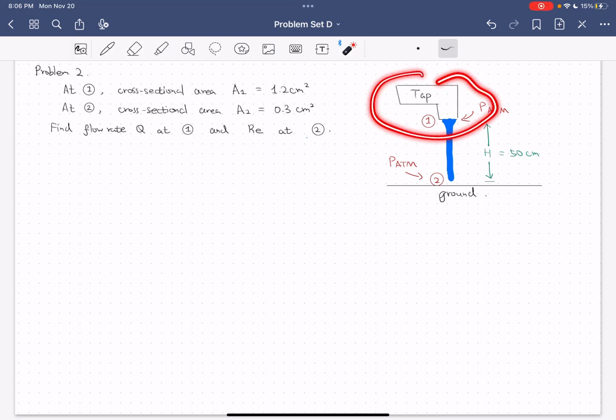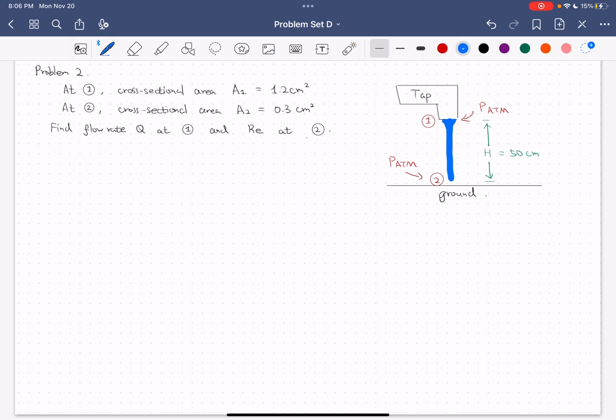So we have a tap, and there's water going out of the tap straight down to the ground. And now we know at point 1, which is right outside of the tap, the cross-sectional area A1 of the water stream would be 1.2 square centimeters. And at point 2, which is right above the ground, the cross-sectional area A2 would be 0.3 square centimeters. And we want to find the flow rate at 1 and the Reynolds number at 2.